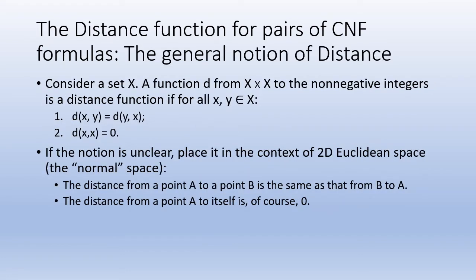We now briefly expand on the general notion of distance. Consider a set X, a function d mapping ordered pairs from X to the non-negative integers is a distance function if for all elements x, y of X, d of x y is equal to d of y x, and d of x x is 0. If this is somewhat unclear, you can place it in the context of 2D Euclidean space, what we usually call normal space, and we can imagine as a sheet of paper. Of course, the distance from a point A to a point B has to be the same as that from B to A. Similarly, the distance from a point A to itself is of course 0.